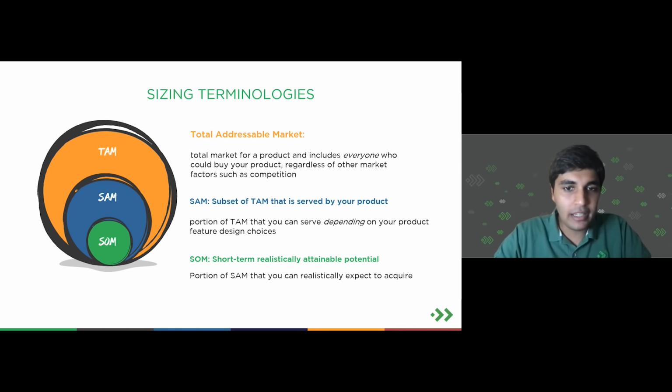SOM is basically a portion, a further subset of SAM, which includes, I would say, competition. This includes what percentage of the market you or your product would be able to capture, accounting for all the competitive dynamics and so on and so forth.